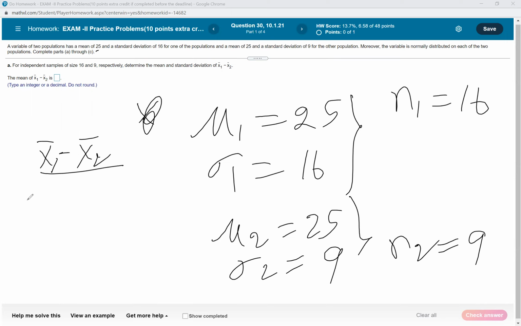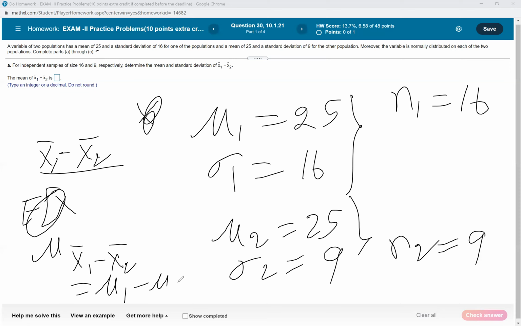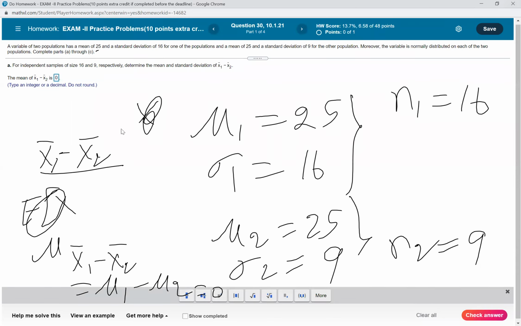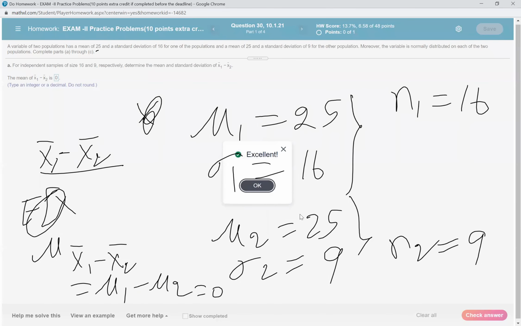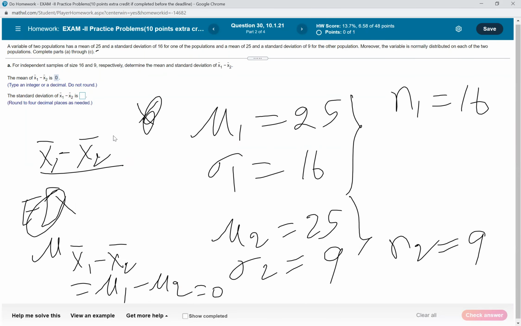So what is the mean of x1 bar minus x2 bar? So mu x1 bar minus x2 bar. We know that this is the difference between the population mean of x1 and the population mean of x2, which is mu1 minus mu2. So that's 25 minus 25, which is 0. So the mean difference, the difference of the means, is 0. The next one is the standard deviation.